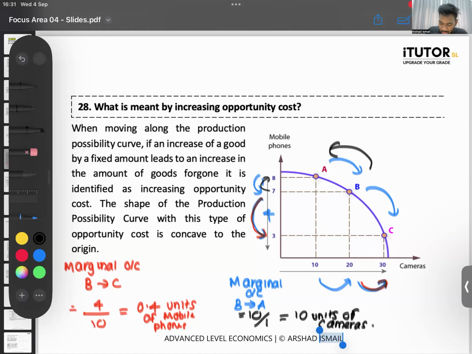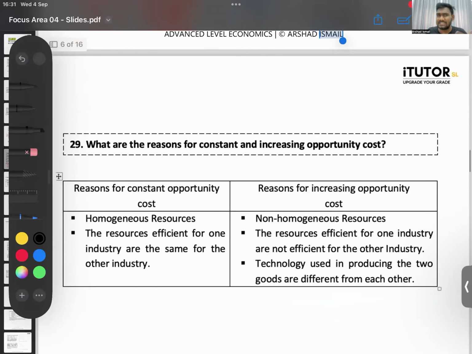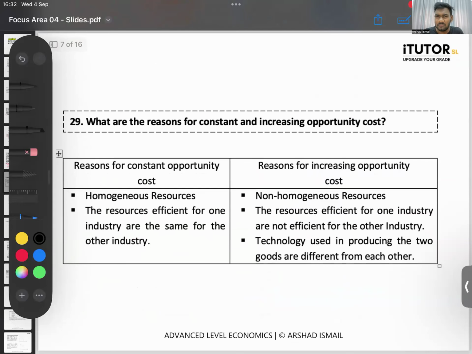Okay. Right. Then we'll go into this. We'll go into the reasons behind this. Now, how come some goods have constant opportunity cost? How come some goods end up having increasing opportunity cost?